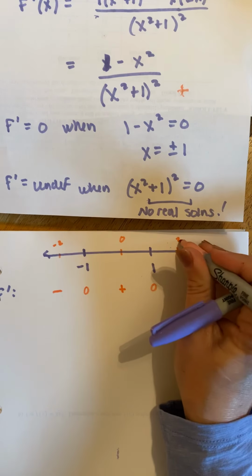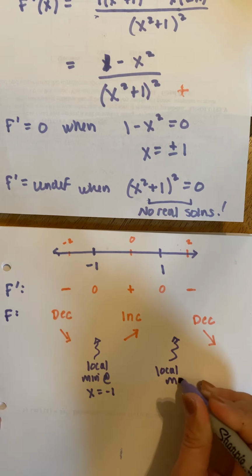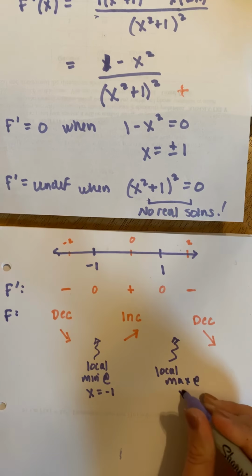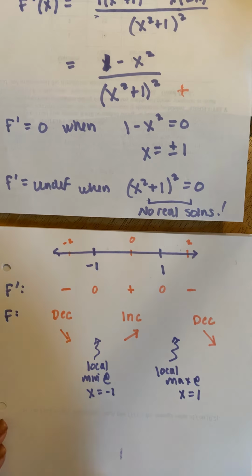So therefore, my original function, remember first derivatives tell us if the function's increasing or decreasing. It's going to decrease to the left of -1, and then it's going to increase between -1 and 1, and then it's going to decrease to the right of 1. So the function decreases, increases, and then decreases. And if it decreases then increases, we're going to have a local min at x equals -1. If it increases then decreases, we're going to have a local max at x equals 1.